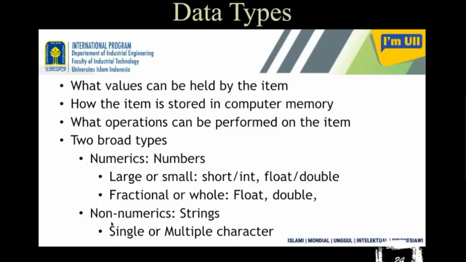In general, data types are of two types: numeric and non-numeric. Numeric are the numbers, and non-numeric are the strings. Numeric types can be based on the different sizes of the variable values: smaller numeric data types, larger numeric data types, fractional numeric data types, whole numeric data types. Non-numeric type is a single character or multiple characters. If it is a single character, then it is a character. If it is multiple characters together, it is called a string.